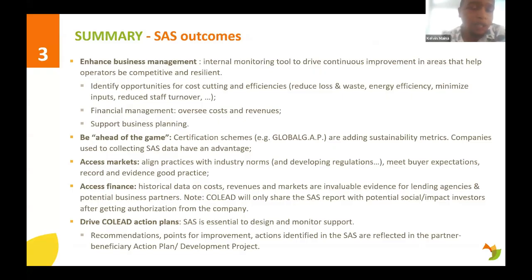So indeed, SAS outcomes, the main outcome is, as already mentioned, that this is a tool for business management. It can be used as an internal monitoring tool. It can identify opportunities for cost cutting, for creating efficiencies, including reducing waste, minimizing input, and also reducing staff turnover. It can be used as a financial management tool, looking at overall costs and revenues, and also supporting business planning. Again, it can be used to be ahead of the game, looking at certification schemes, for example Global Gap, among many others.